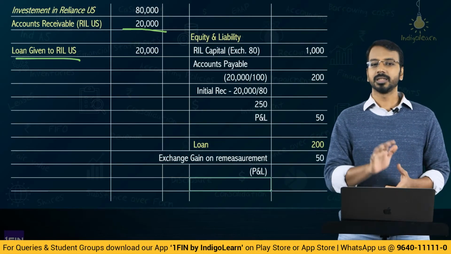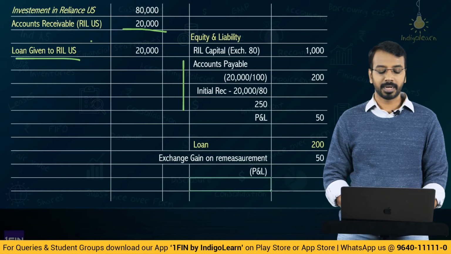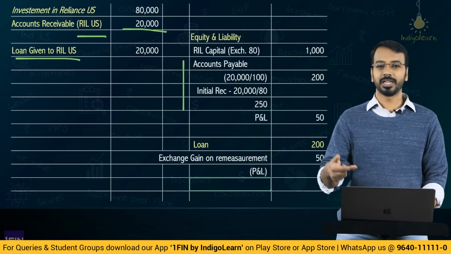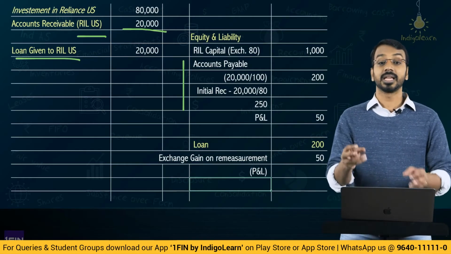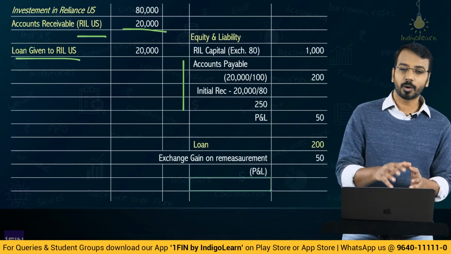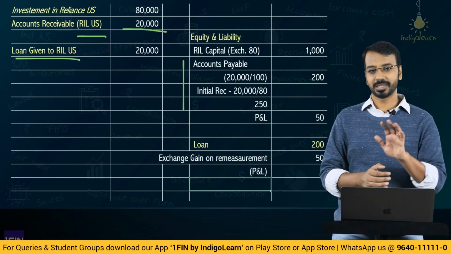What do I mean by that? What I mean is, if there is some item like accounts payable and accounts receivable, which are in the normal course of trading and will be settled frequently, for such transactions, if there is any P&L, then when you incorporate the foreign operation into the reporting entity, the gain can be taken to P&L. That is the first aspect.